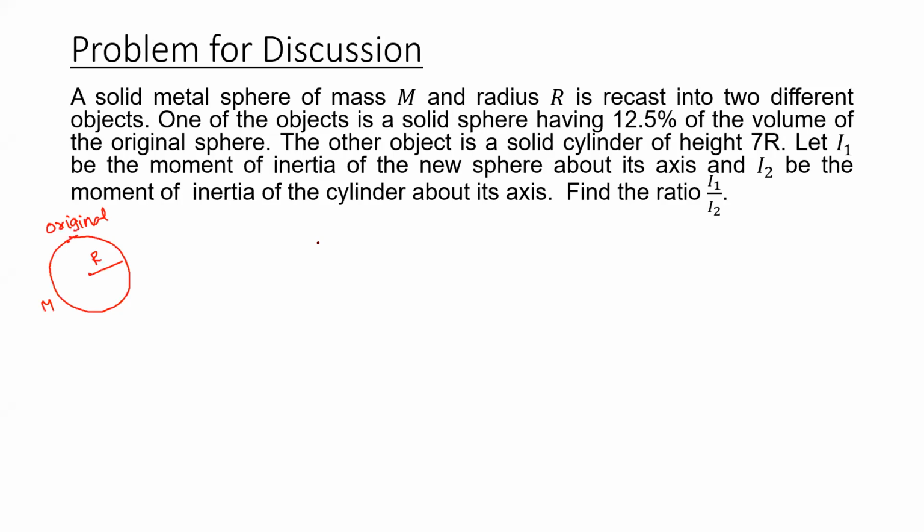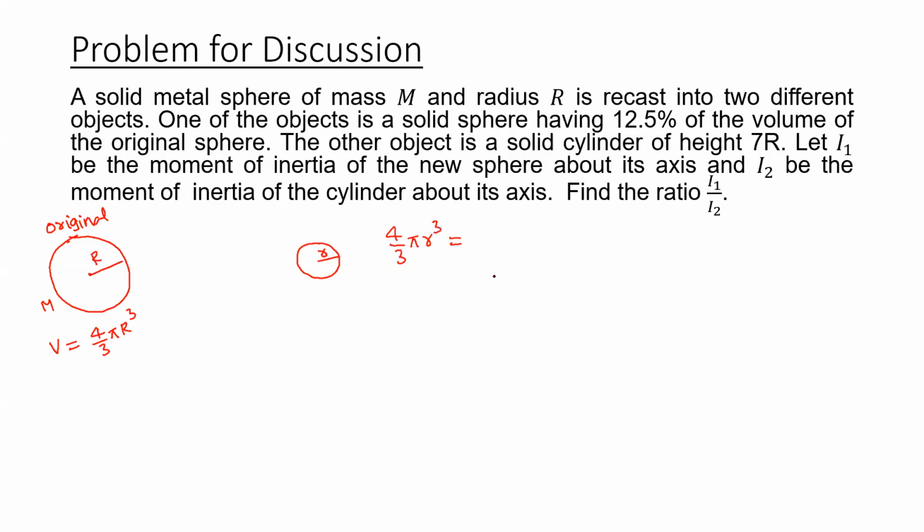Original sphere. Let's say the radius is R and mass is M. Now, when I take this small sphere, what is the original volume? Original volume is 4 by 3 pi R cube. Now, let's say the radius of this new sphere is r. What will be its volume? Its volume will be 4 by 3 pi small r cube.